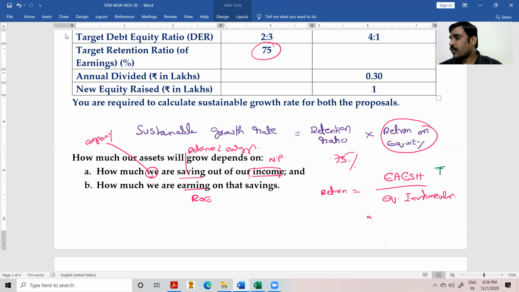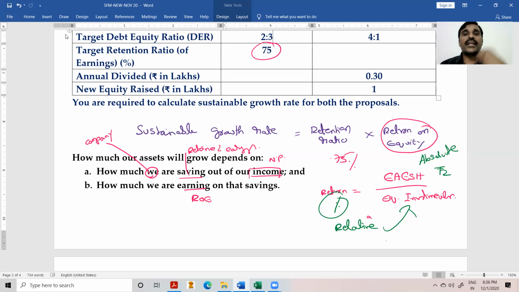This is expressed in rupee terms, absolute terms. And this is percentage terms. Percentage refers to relative terms, relative to the investment. Why do we have to show it relative? Because we have to standardize to facilitate comparison.